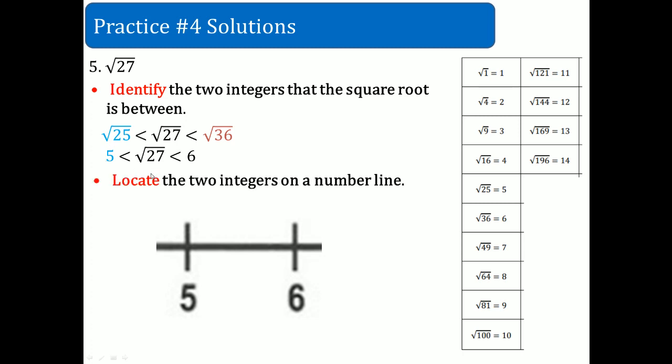You want to locate those two integers on a number line. The square root of 25 exists here on 5. The square root of 36 exists on 6. The square root of 27 is closer to the square root of 25, so we place it roughly right there. We estimate its irrational number as roughly 5.2 or 5.3. The exact answer is 5.19.